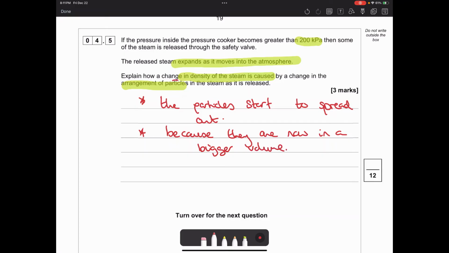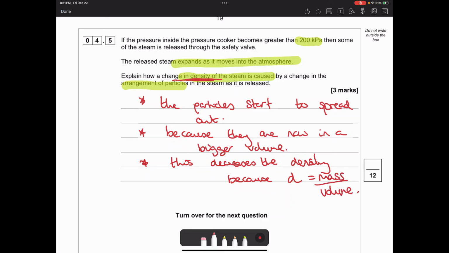Okay, and then linking it back to the question, how does that affect the density? This decreases the density. And you can link it back to the equation because density is equal to mass over volume. And those would be your 3 marks there.